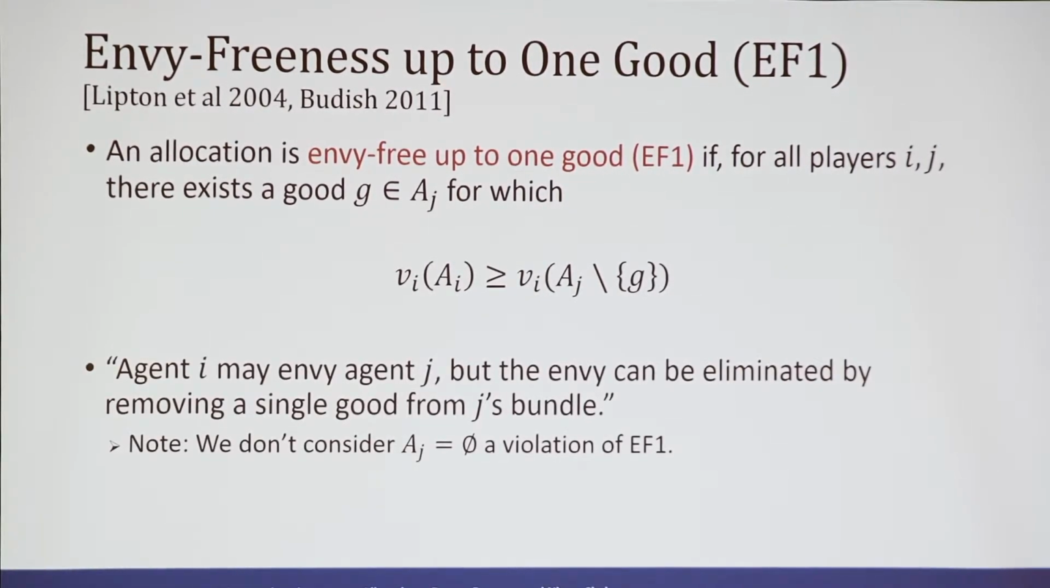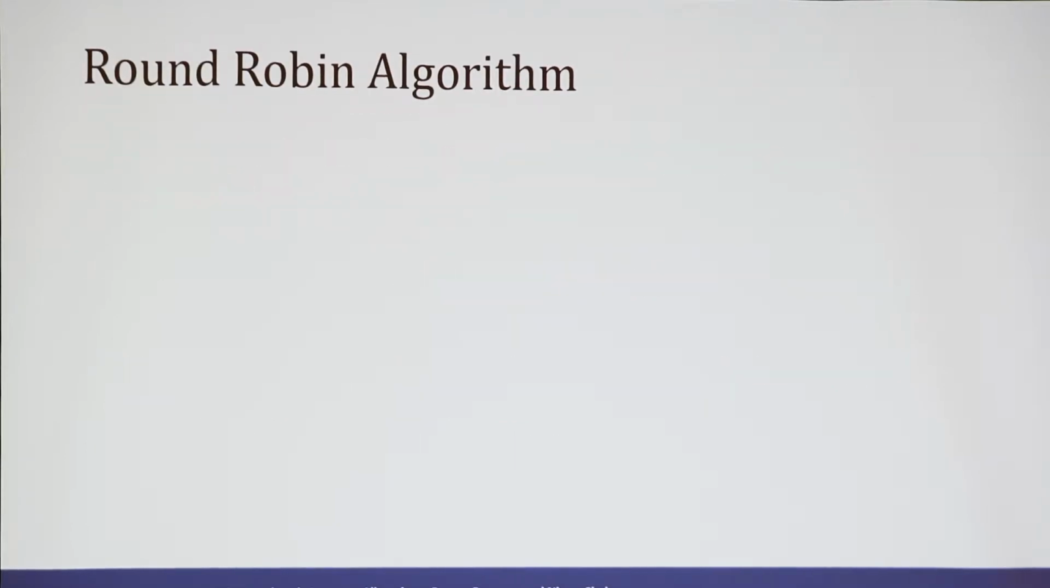So in words it says, sure, agent i might envy agent j, but we can remove that envy by eliminating a single good from j's bundle. Just to point out, we have this 'there exists a good g' here, but sometimes A_j would be empty. We don't want to consider that a violation. So I could have defined this in a more lengthy and more formal way to avoid that. All right, so that's EF1.